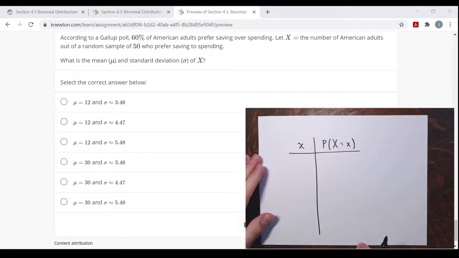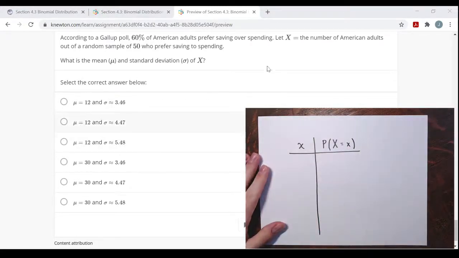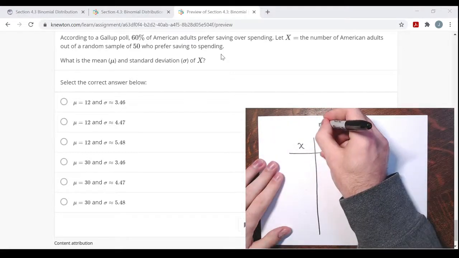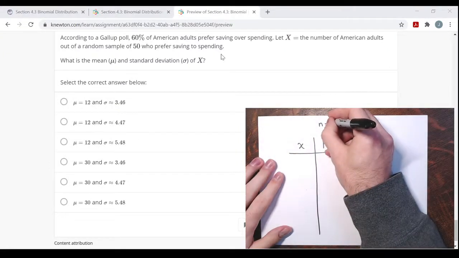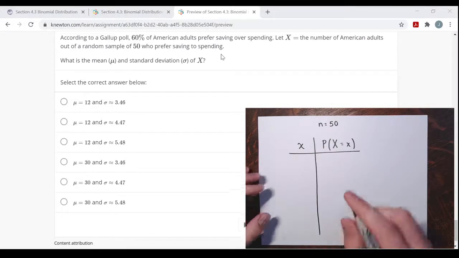All right. Now, it was mentioned back up here, if you look at my cursor, capital X represents the number of American adults out of a random sample of 50 who prefer saving over spending. All right, so the n here, the number of trials, is 50. Right? The number of trials is 50.